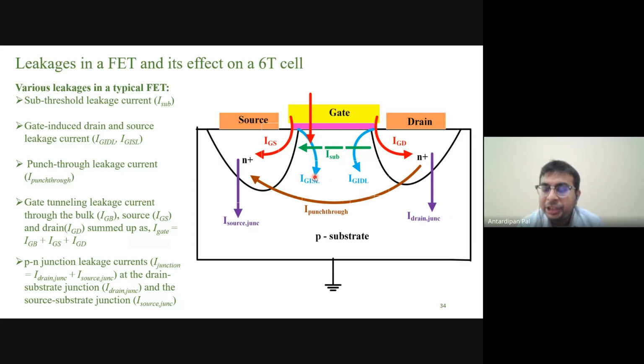The gate induced drain leakage, gate induced source leakage: we don't have a gate, so we don't have any gate induced leakage. Gone. Punch through, no concept of punch through in the LET. Why? We don't have source, we don't have drain. So there is no question of source-drain punch through. Which one will we only have? This one, the sub-threshold leakage.